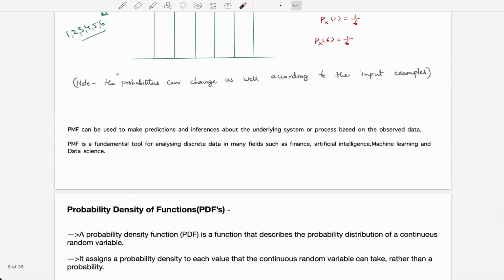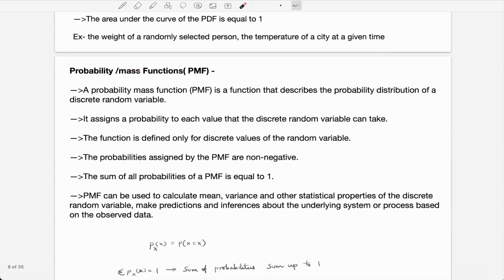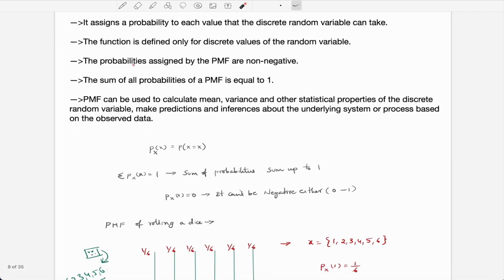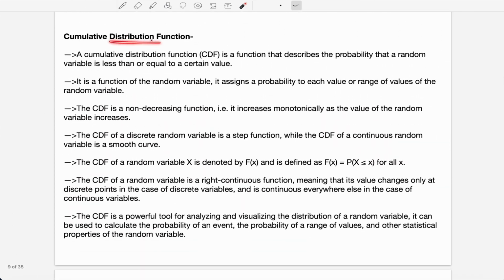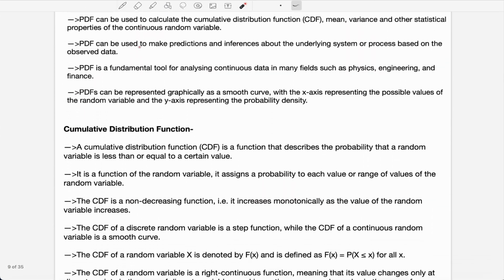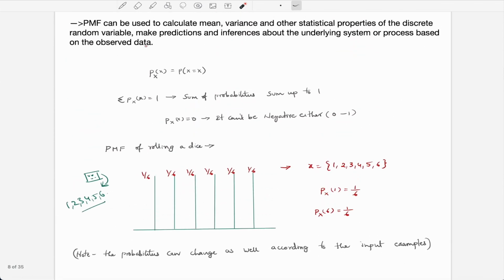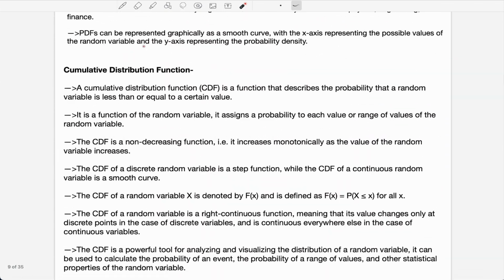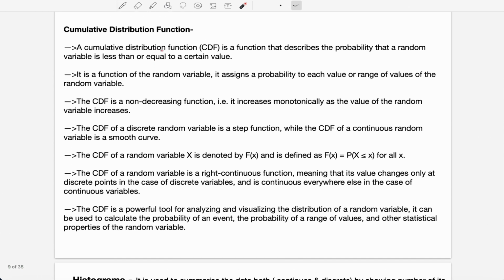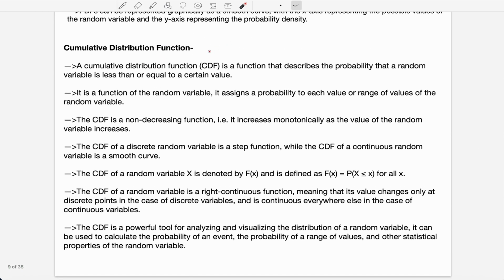I just want you to have a basic understanding of what the probability mass function is, what the cumulative distribution function is, and what the probability density function is. I hope you understand it pretty well. If not, don't worry, we're going to cover it again in our further lectures.